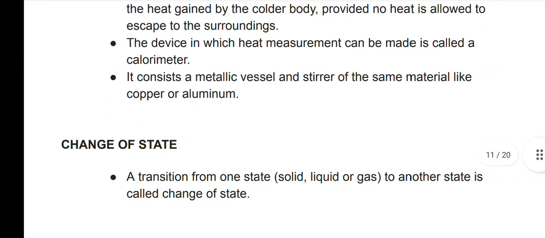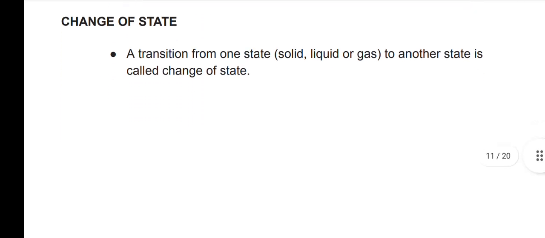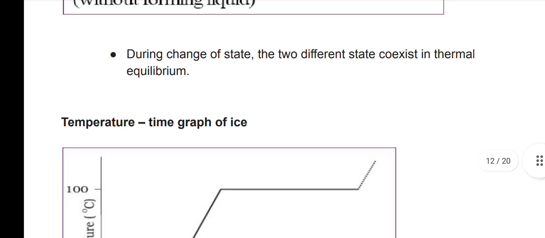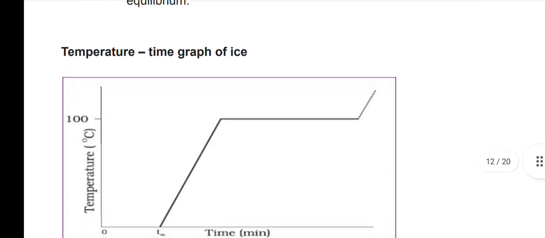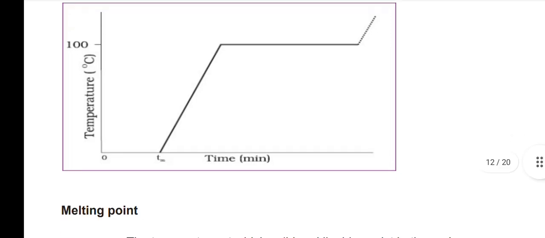Change of state. A transition from one state to another state is called change of state. Changes of state: solid to liquid, liquid to gas, liquid to solid, solid to gas without forming liquid. That means solid to liquid is melting, liquid to gas is vaporization, liquid to solid is fusion, solid to gas is sublimation. During change of state, the two different states coexist in thermal equilibrium. Temperature-time graph of ice: increases, then constant, then increases.